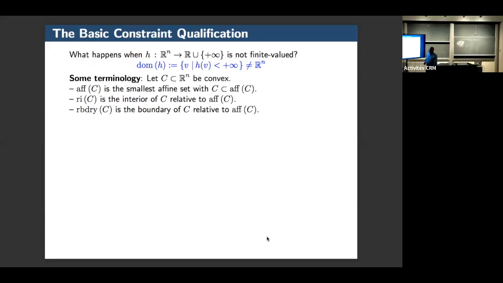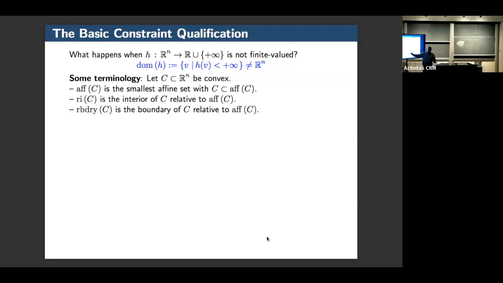So to fix this, what I have to do is work with this domain set. Notice that if I take the affine hull of a convex set, that is the smallest affine set that contains it. So an affine set is just a translate of a subspace. That's what an affine set is. So I look at that translate of a subspace, the smallest one that contains the set C. So the intersection of all affine sets that contain C, that's the affine hull.